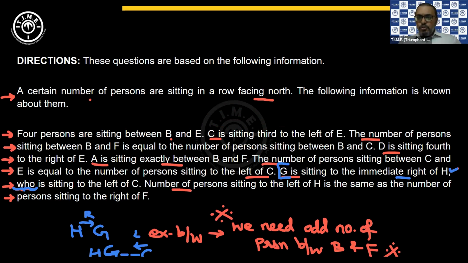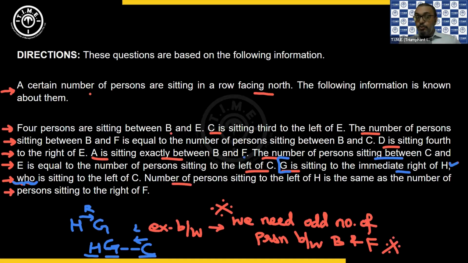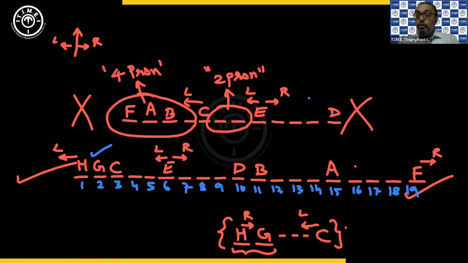You're saying G should not be immediate right of C. We need to give one more blank between G and C. No, you cannot give one more blank between G and C here, Bharadwaj, because the earlier condition was number of persons sitting between C and E should be equal to number of persons on the left side of C. Now, number of persons sitting between C and E were only two people here. There were only two people. So to the left side of C also, I can give only two positions. So G will come in the immediate position of C. You cannot avoid that.